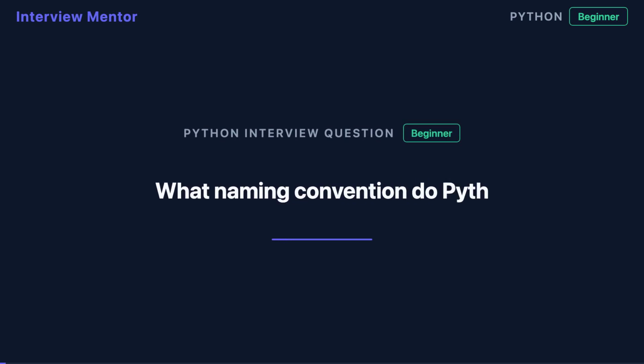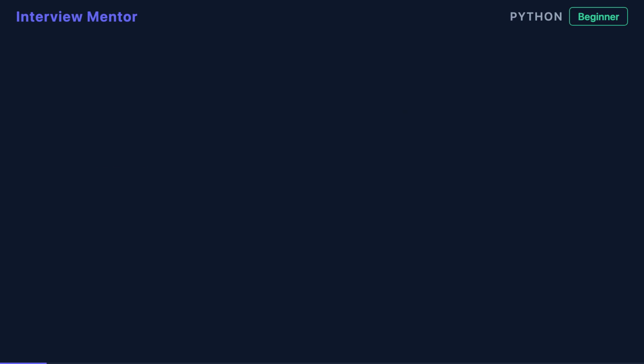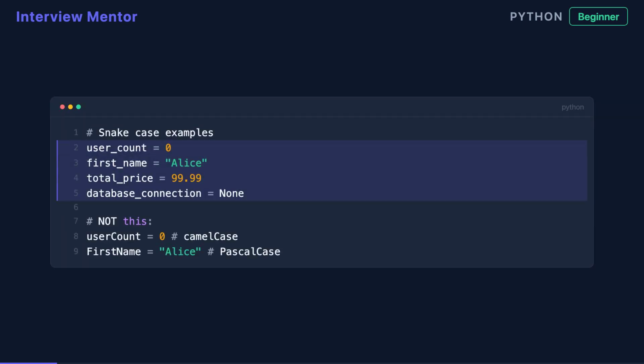If you've ever wondered why Python code looks different from JavaScript or Java, it all starts with variable naming. Python has one clear convention that makes code readable and professional. Python variables follow snake case. That means all lowercase letters with underscores separating words. Instead of userCount or UserCount, you write user_count. Instead of firstName, you write first_name.